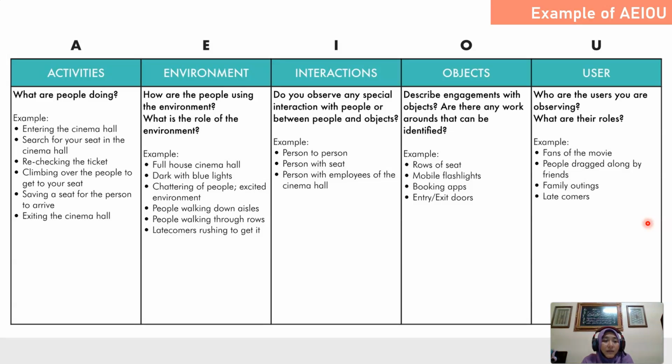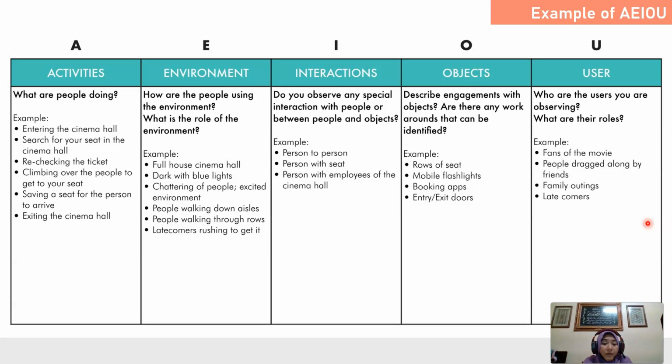For example, activities: what are people doing? Normally you want to answer this question. In this example, the person is entering the cinema hall, searching for a seat, checking the ticket, climbing over people to get to the seat, saving a seat for a person to arrive, exiting the cinema hall. Environment: how are the people using the environment? A full house cinema hall, for example, dark with blue lights. So it is a situation in the cinema hall.